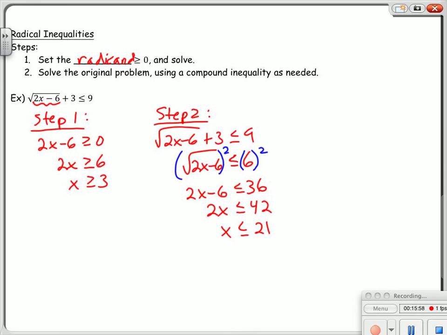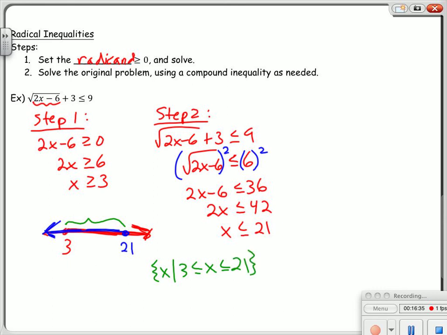And now we use a compound inequality. Think about it. You don't have to do the number line, but just to show you what I'm thinking, we start at x is 3 and go to the right. And then we have x is 21, and then we're going to the left. And so our compound inequality for the solution is the intersection. So it's the set of all real numbers x such that x is greater than or equal to 3 and less than or equal to 21.